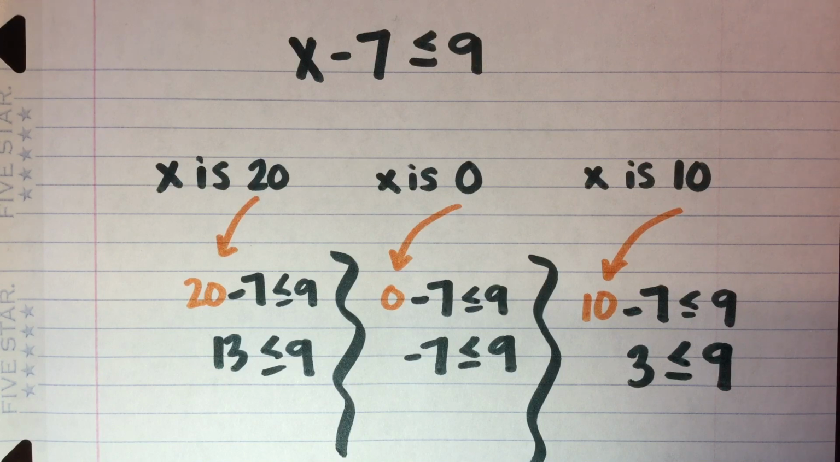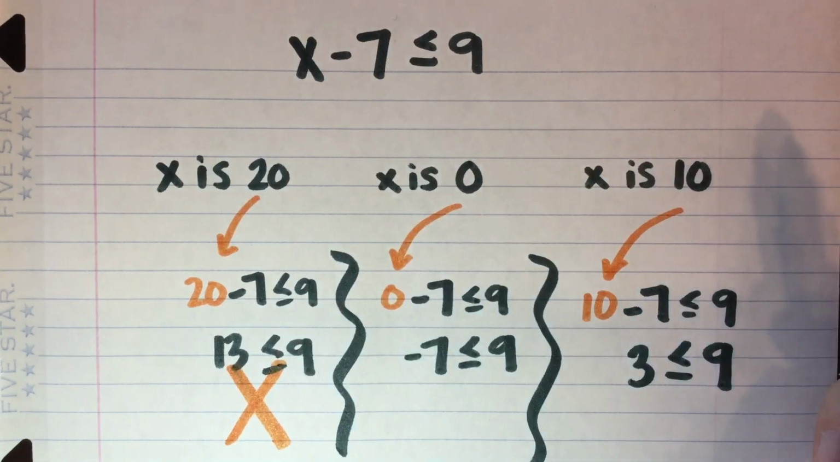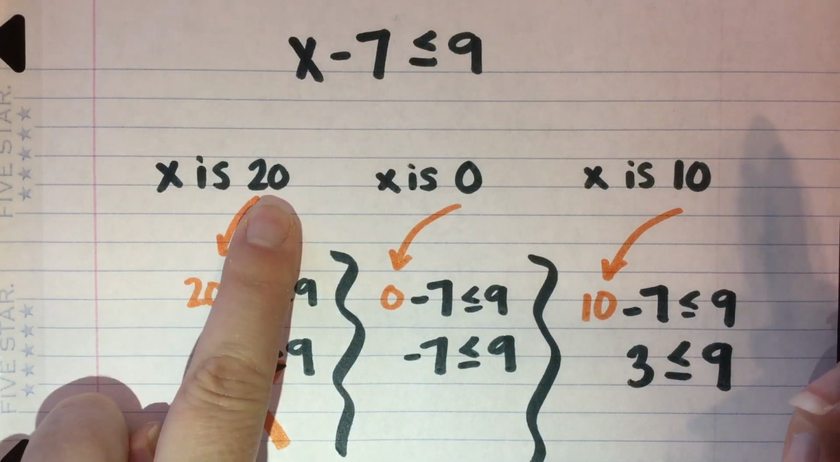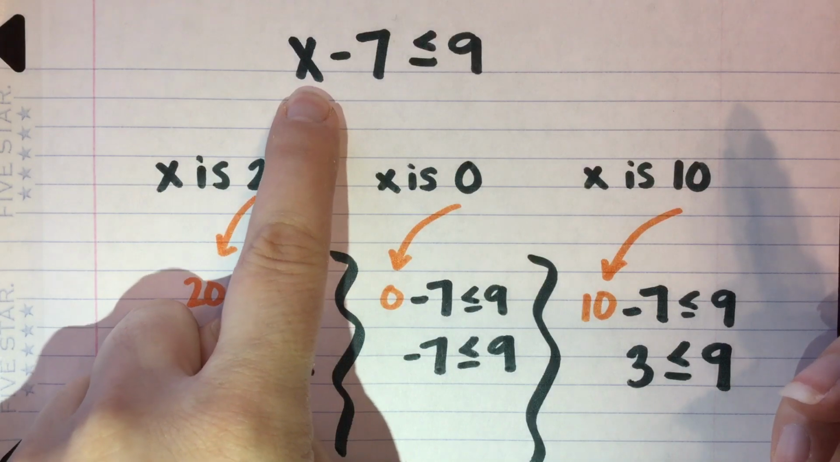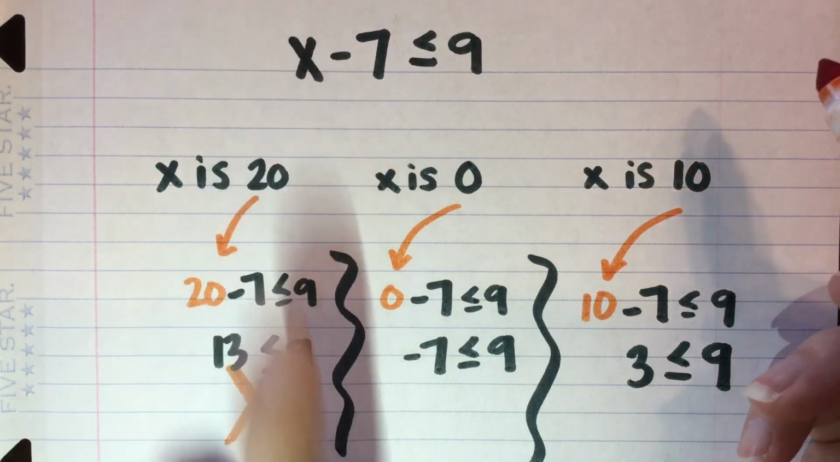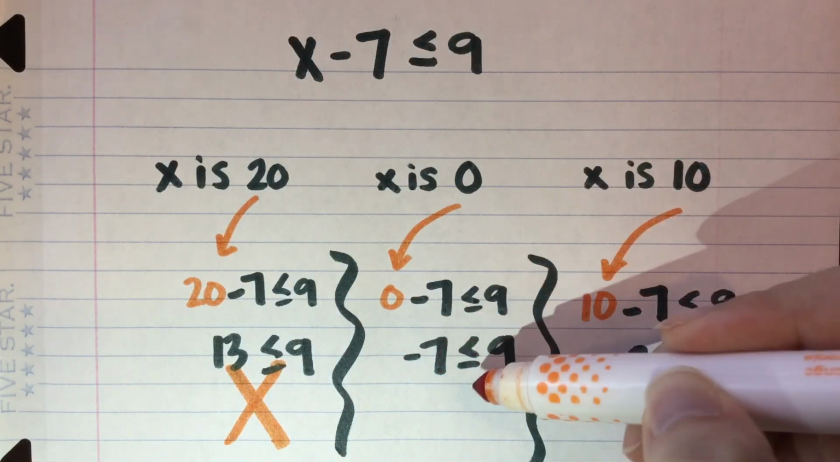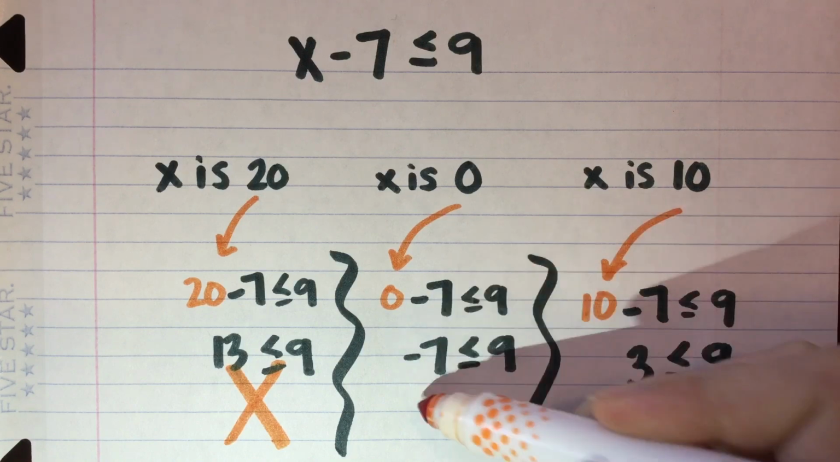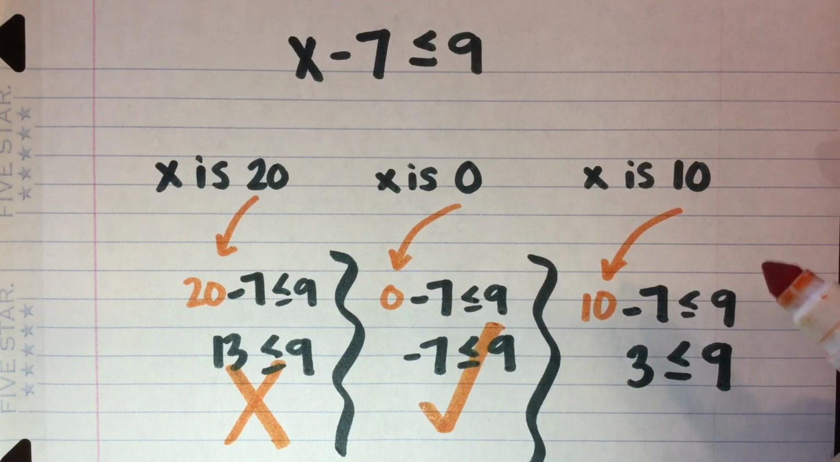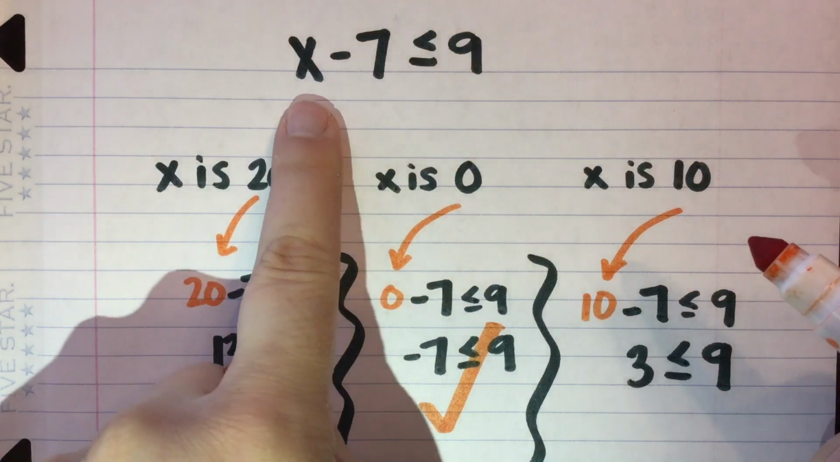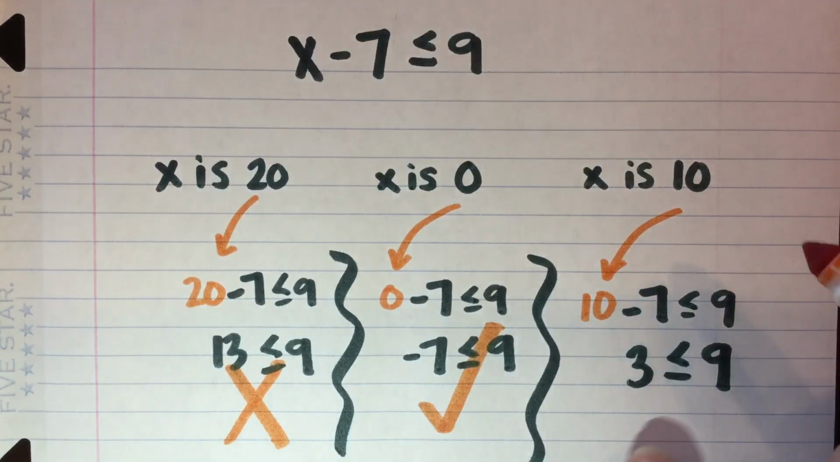Now, I'm going to see if these statements are true or false. The first one says 13 is less than or equal to 9. No, it's not. So I know that 20 is not one of the possible solutions for x. Negative 7 is less than or equal to 9. Why, yes, it is. So I know that 0 is one of the possible solutions.